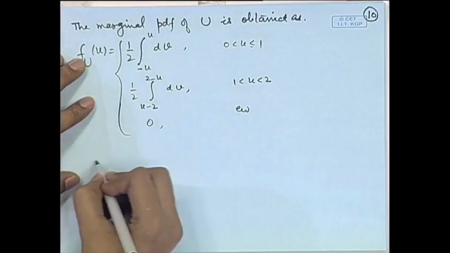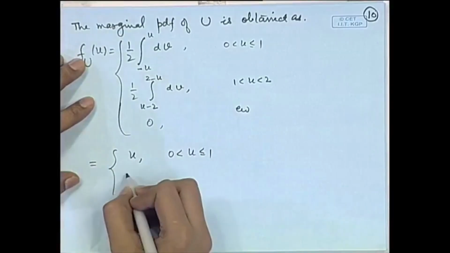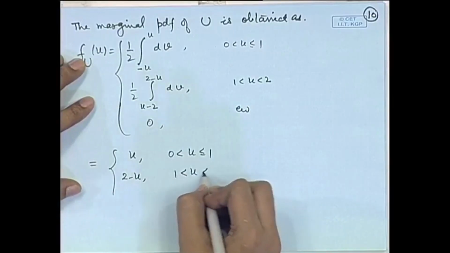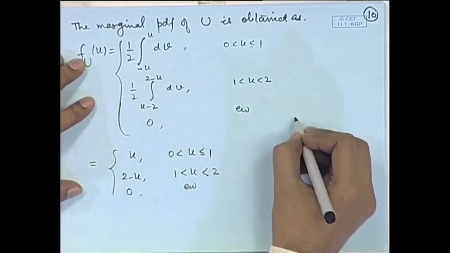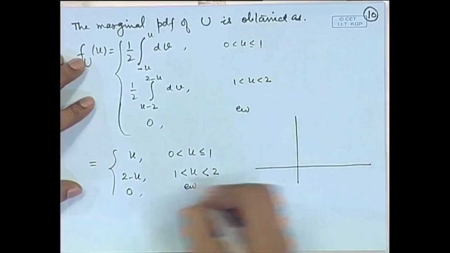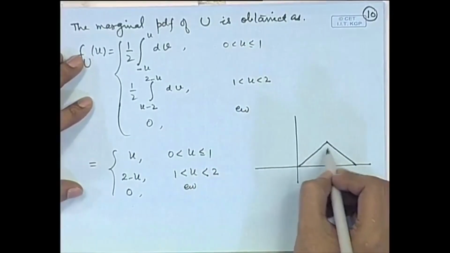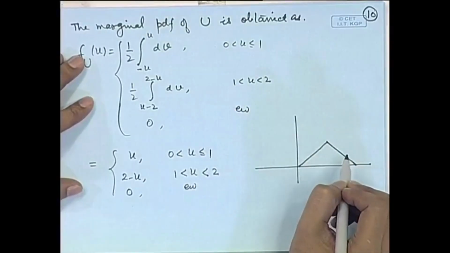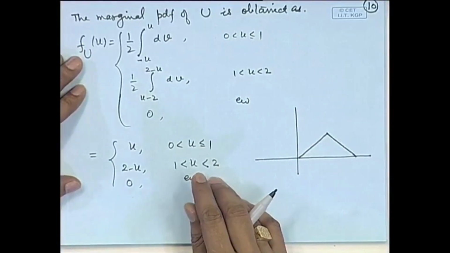So, after simplification, this turns out to be u for 0 less than u less than or equal to 1, it is 2 minus u for 1 less than u less than 2 and 0 elsewhere. Notice here this is a triangular distribution on 0 to 1 and 1 to 2. So, the distribution of the sum of two independent uniform random variables is actually a triangular distribution. In a similar way, we can obtain the marginal density of V also if we integrate with respect to u.